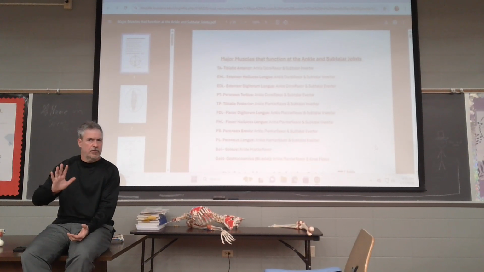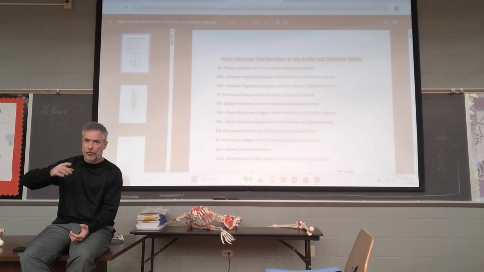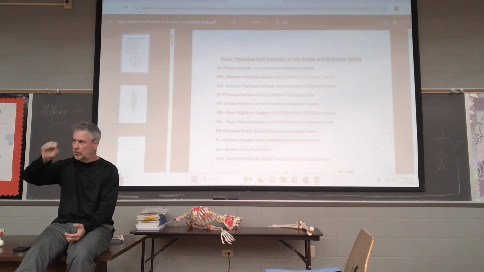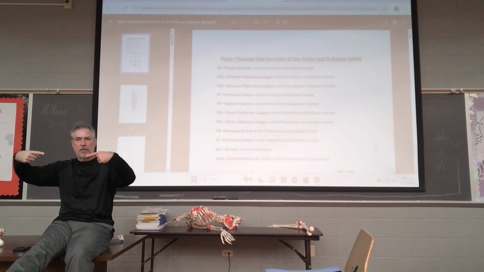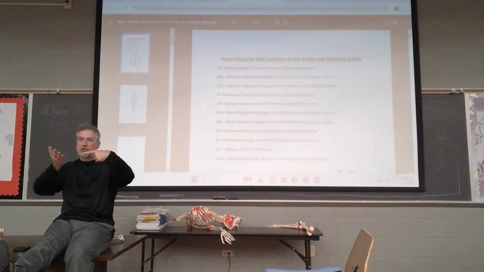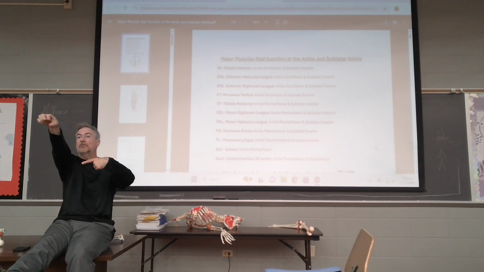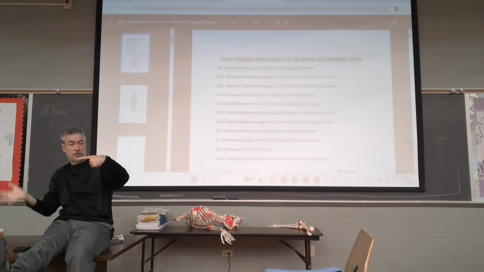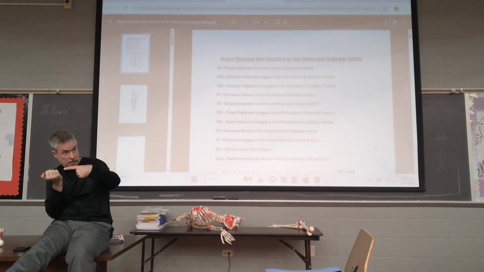So remember, the ankle and the subtalar are like the skateboard. You got the wheel and the wobble. The ankle is the wheel. It's about our bilateral axis at the ankle. So anterior crossing muscles are going to be dorsiflexion pullers, and posterior crossing muscles are going to be plantar flexion pullers.